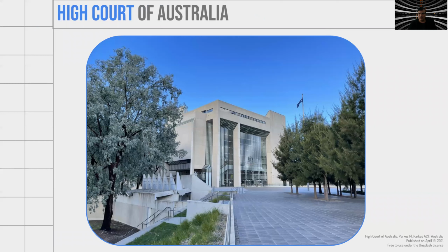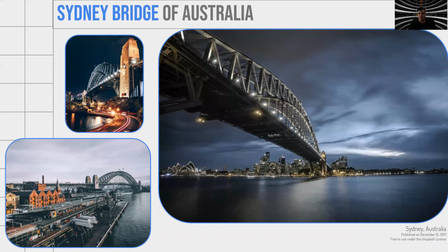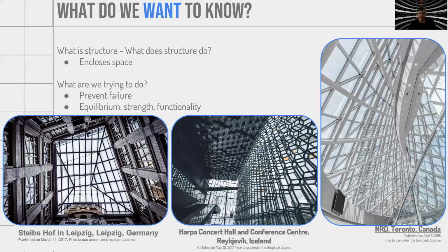The High Court of Australia has very interesting columns in the interior parts. The Sydney Harbour Bridge in Australia is a bridge that has a big arch, and the arch is made out of trusses, and the elements where the cars pass through are just hanging from that particular arch. I mean, the deck is hanging from the arch.